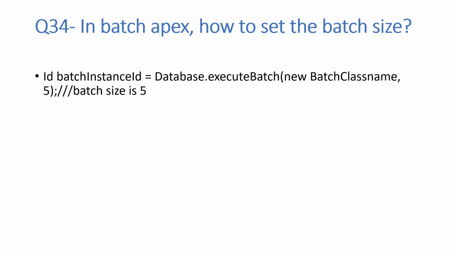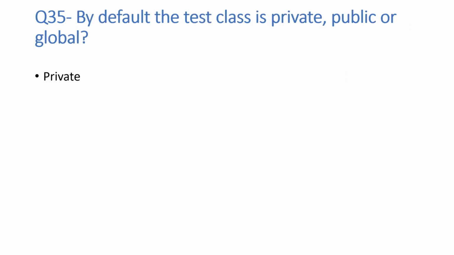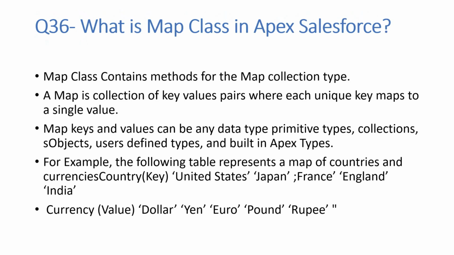We can set the batch size with Database.executeBatch, which accepts the object variable, and the next parameter is the size. So here we have given 5, so the batch size is 5. By default, is the test class private, public or global? By default the test class is always private.